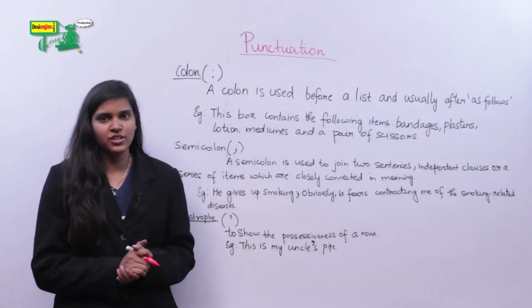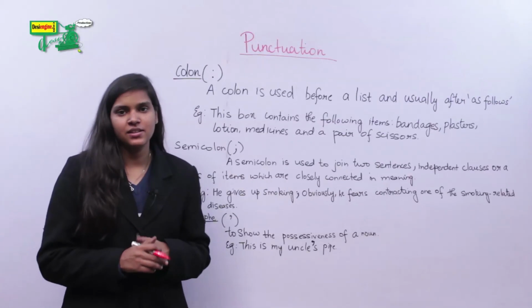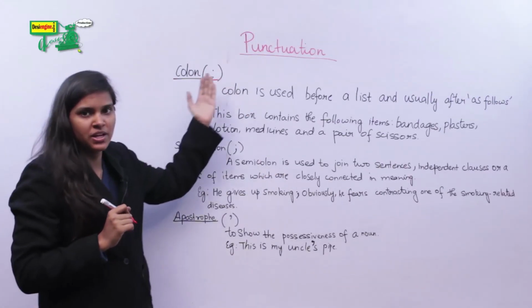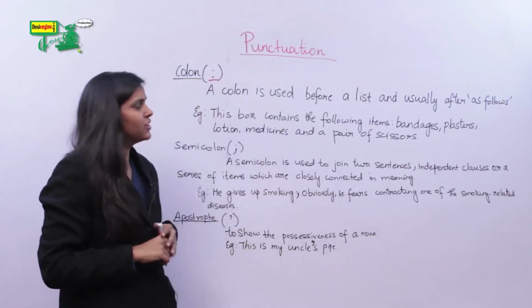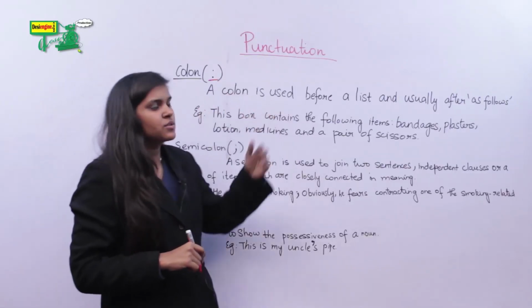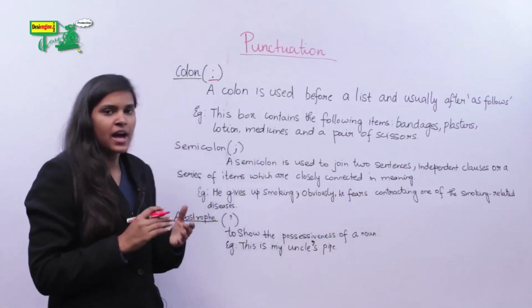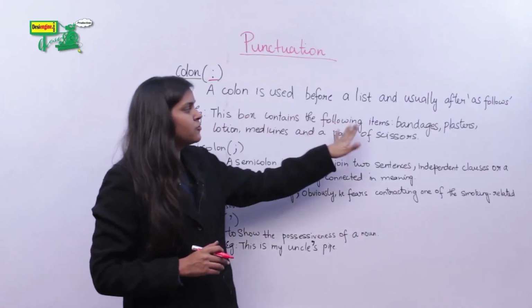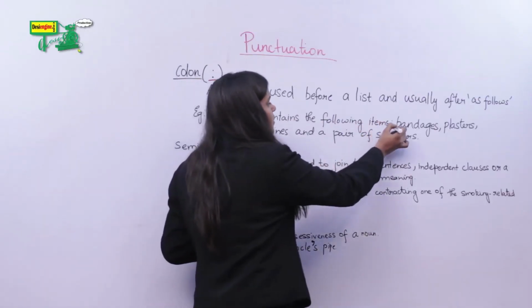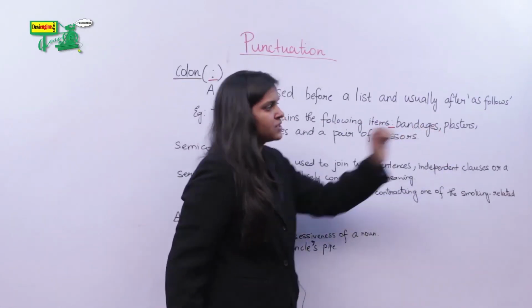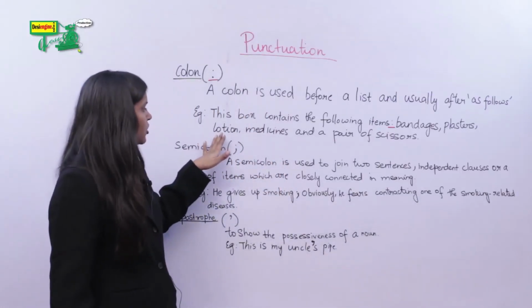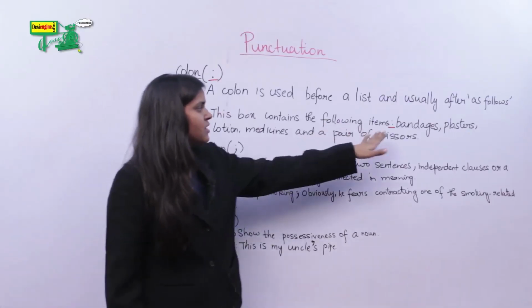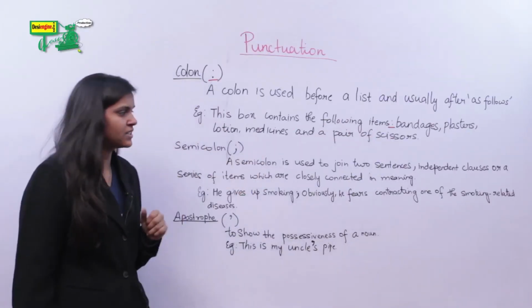The next punctuation is colon, and it is represented by the symbol that is two dots placed one below each other. A colon is used before a list and usually after as follows. For example, this box contains the following items: bandages, plasters, lotion, medicines, and a pair of scissors. This is our colon used in the sentence.